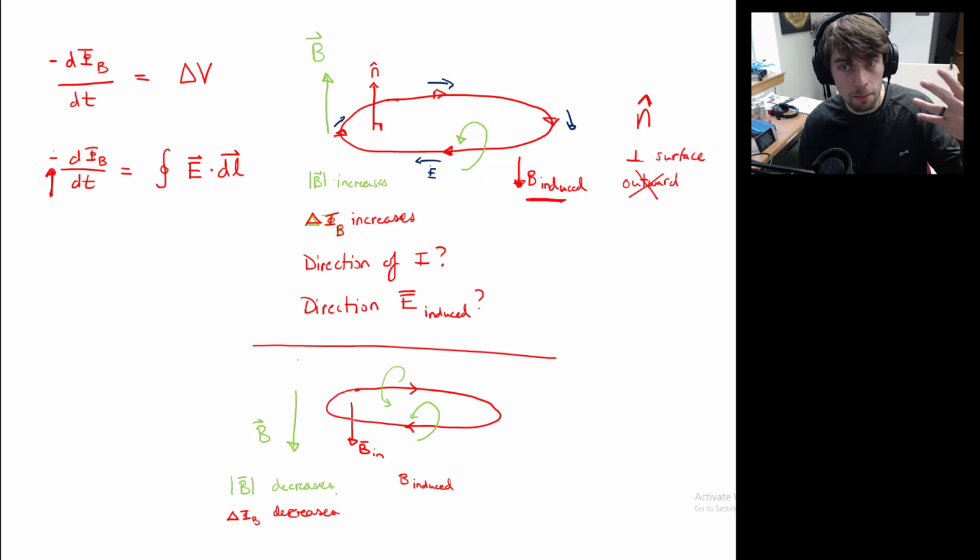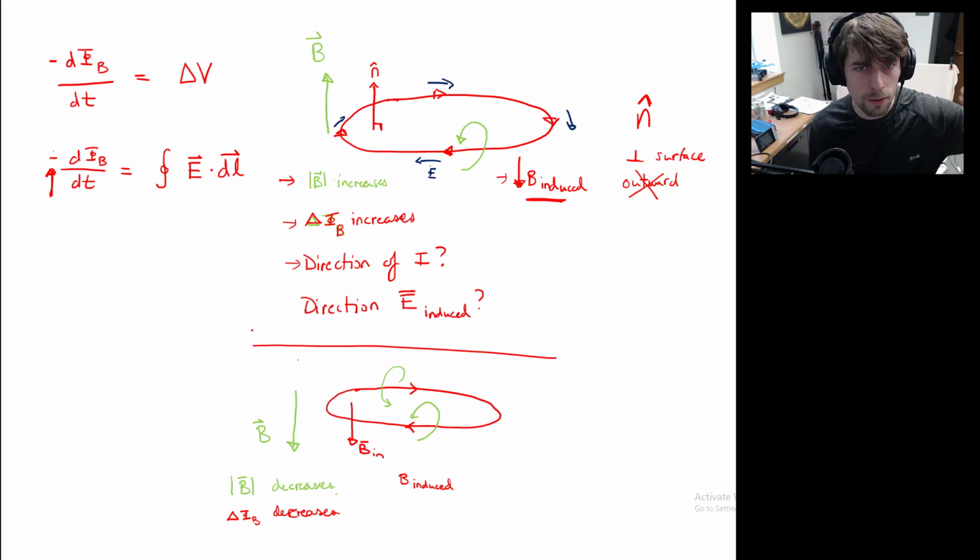Rather, walk through them, right? Think about, what is the external field doing? What does that mean about the flux? Well, then which way does the induced magnetic field have to be? And then use the right-hand rule to get the direction of the current. Okay? That's what I would encourage you to think about, walking through.